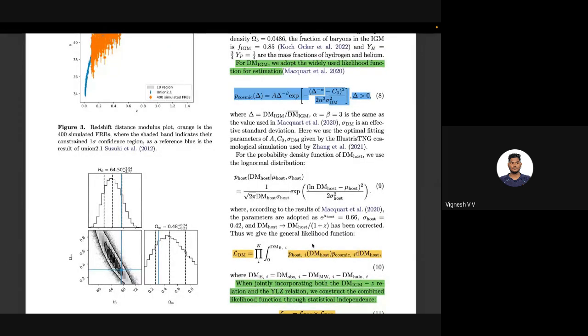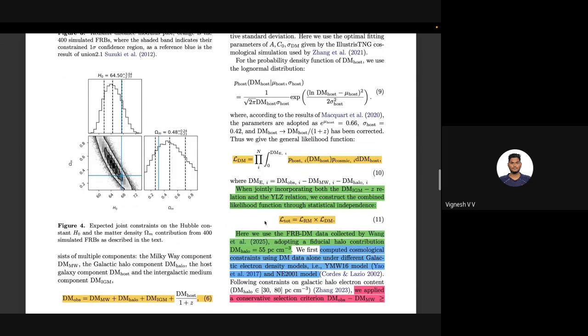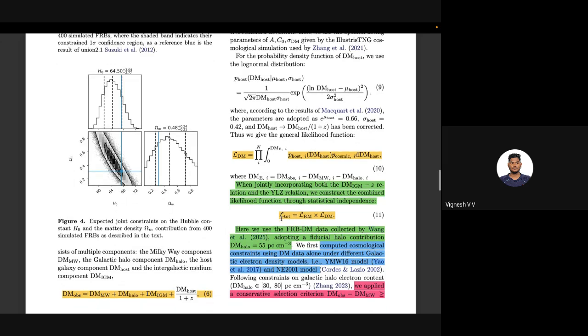So basically, this general likelihood function obeys well when both the DM IGM and the DM host are somewhat consistent. So using this, they calculate the combined likelihood for DM in the case of dispersion measure and the rotation measure from equation 11. Using this we can calculate the H naught in the later section. This is the important equation.